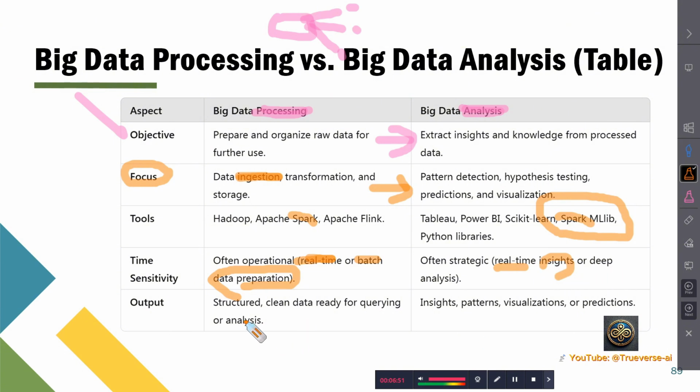So this is the output when you do big data processing. This output is ready as input for the data analyzing. Unstructured data is converted to structured data, and this is clean to use. And then you use it for analysis. Now you understand what we mean when talking about data processing, big data processing, and big data analyzing.